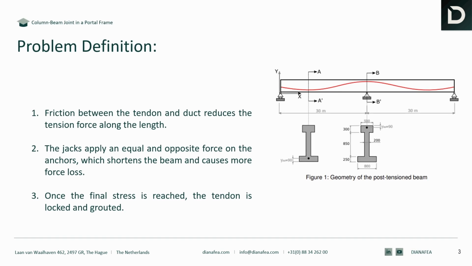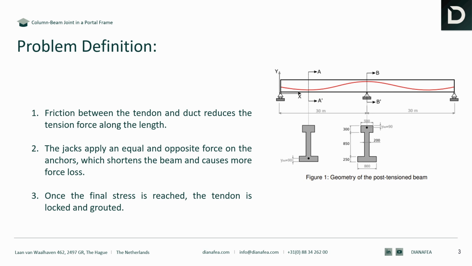In this video, I want to analyze a 60-meter concrete beam with a post-tension tendon. It has two 30-meter spans and a non-symmetric I-shaped cross-section. You can see the geometry of the post-tension beam on the screen. In this geometry, the tendon follows a curved path and is tensioned from both ends at the same time.